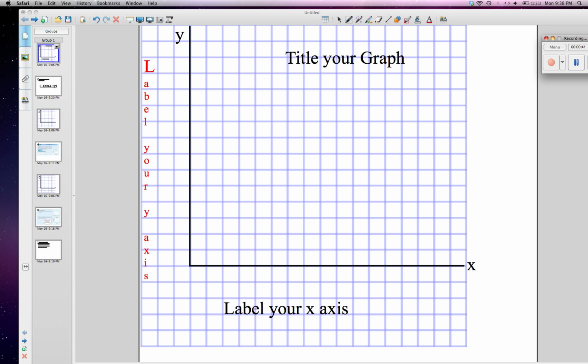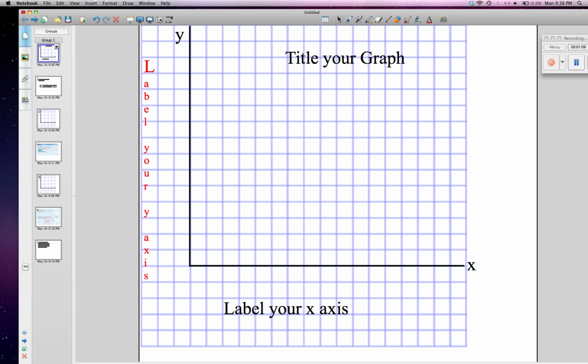In your notebook, I want you to create two axes. If you remember anything from last year, you're going to have an x-axis, which is horizontal, and a y-axis, which is vertical. Every graph has to have a title, and each of your graphs has to be labeled, and you label your graphs the way that your axes run.